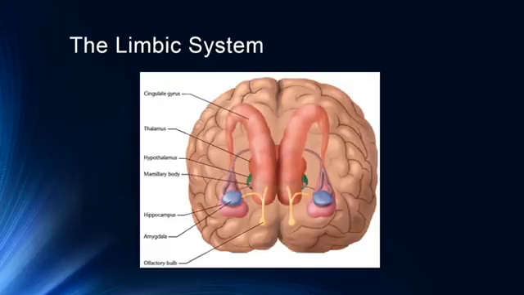Mammillary bodies are sometimes also included in the limbic system, and they are also important for memory. This is the part of the brain that is damaged in Korsakoff's amnesia. And again, we'll talk more about that later on.